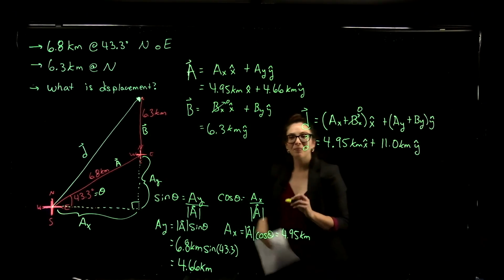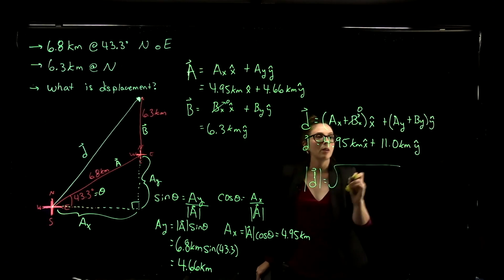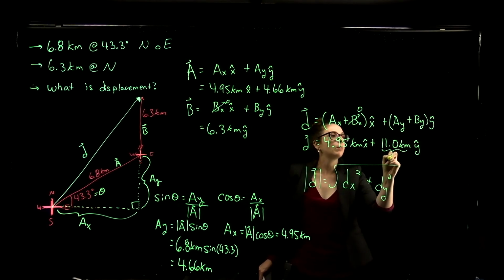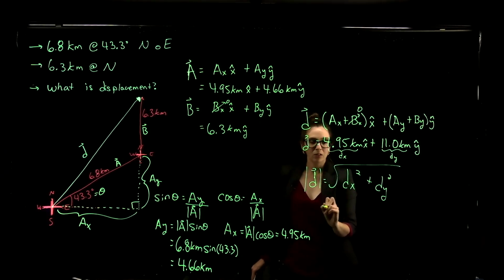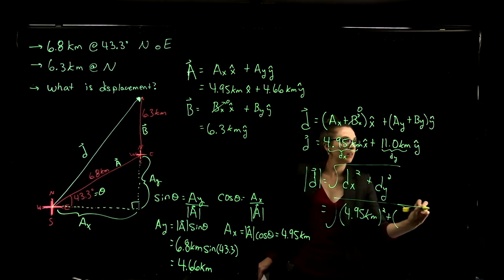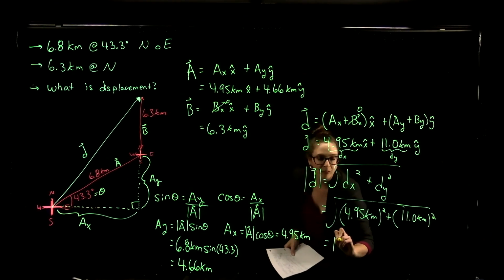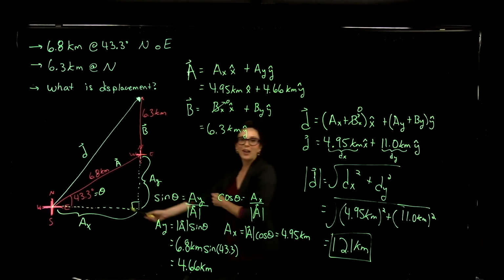Now for the magnitude, we use the Pythagorean theorem. The magnitude of this vector is going to be the square root of dx squared plus dy squared, if we call this component dy and this component here dx. So that's going to be equal to the square root of 4.95 kilometers squared plus 11 kilometers squared. And if we take that, then we find that the magnitude of our displacement is 12.1 kilometers. So that's what we're looking for.